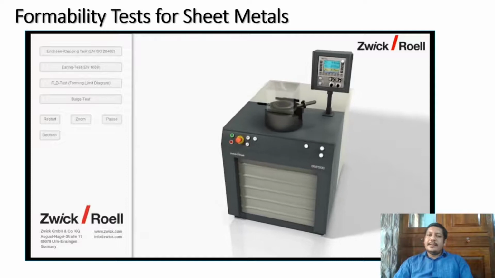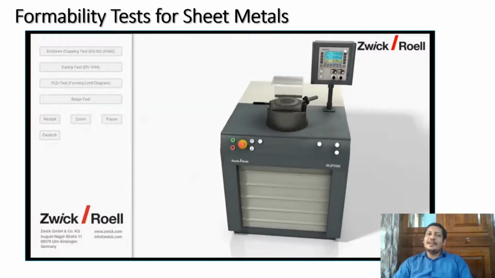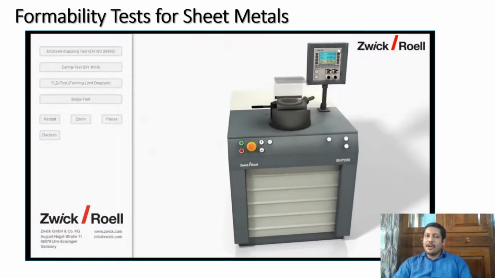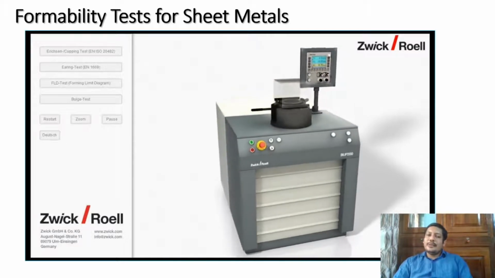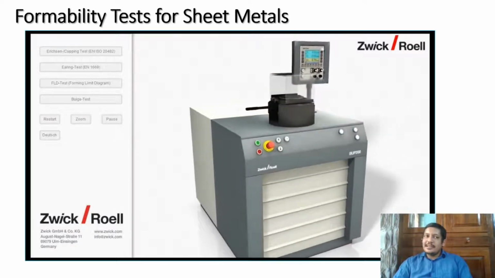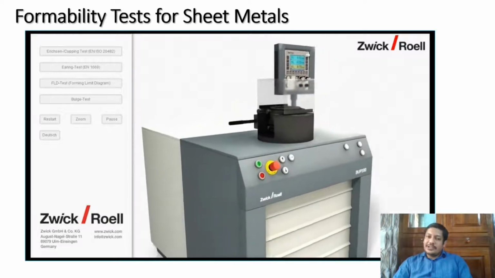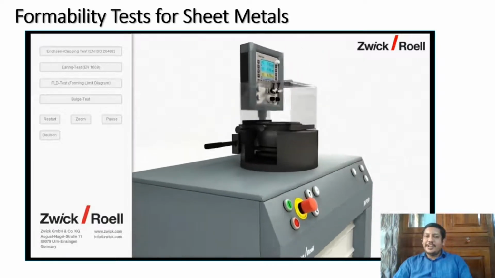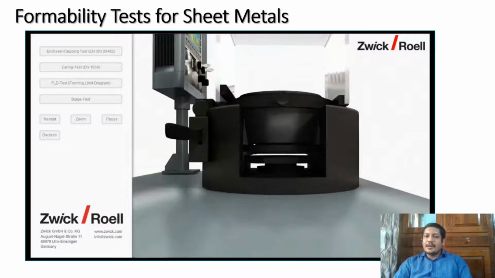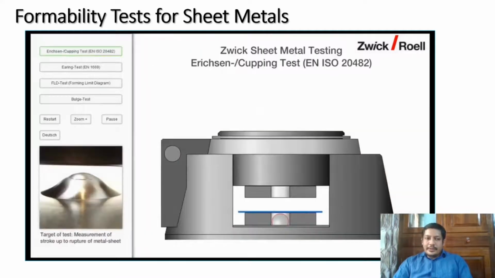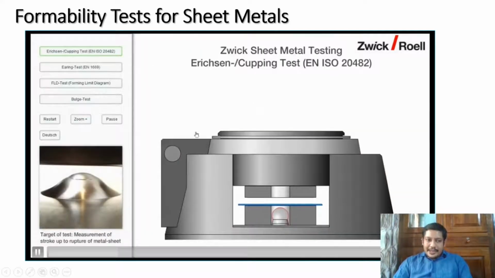So this is a typical machine on which the formability test on the sheet is performed. You will have the options to test various tests on the sheets. We will see from the video and we will discuss it one by one. So you can see on a 2D condition like this, so it is shown over here.